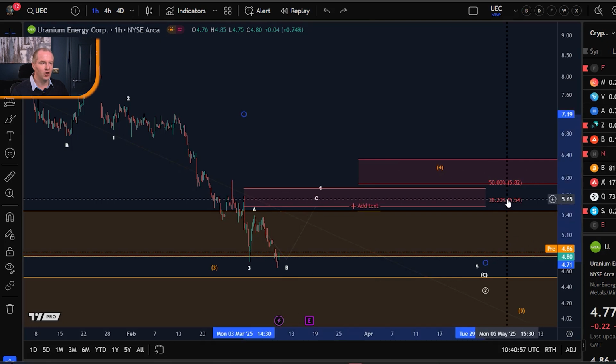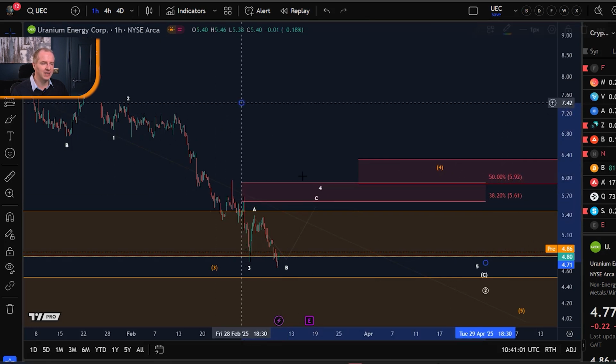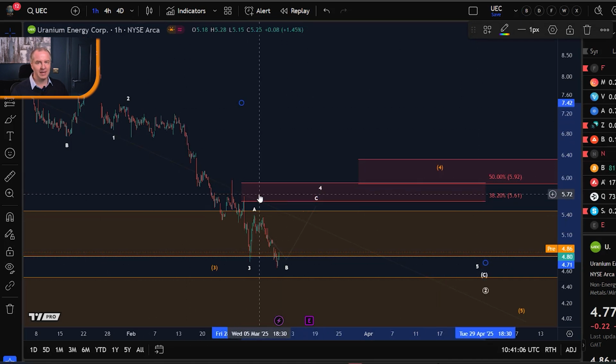How do I determine, let's say, resistance? So initial resistance in this case, let me just adjust that slightly, would be if I have a thesis that we could get one more low. Either way, I need a break above initial resistance anyway for an indication of a trend reversal. But we can talk about trend reversal tutorials in another video. Let me know if you like that.